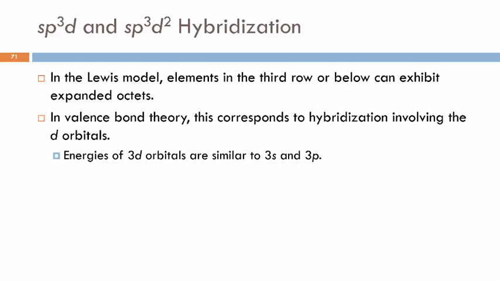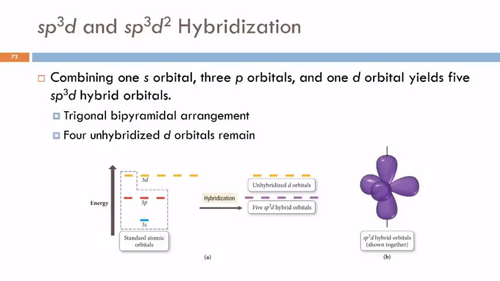So that's not all. In the Lewis model, we talked about expanded octets and how elements in the third period can expand their octets and have 10 or 12 electrons, right? In valence bond theory, this involves hybridization, including the d orbitals. The energies of the d orbitals are similar to those of 3s and 3p. They're different, but they're in the same neighborhood. On the hotel, those were on the same floor. So you can knock down walls and hybridize and join these things together.